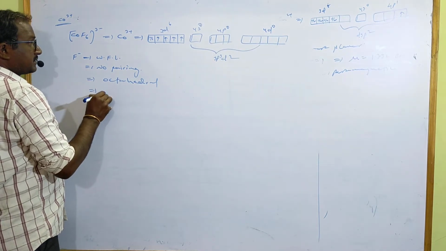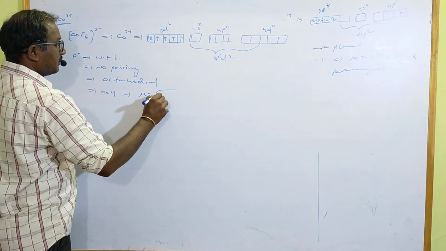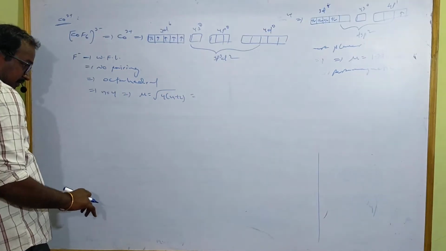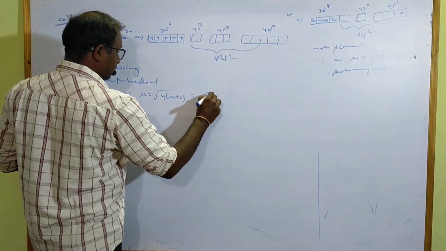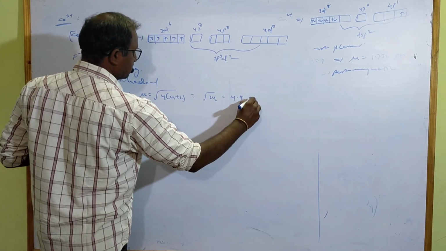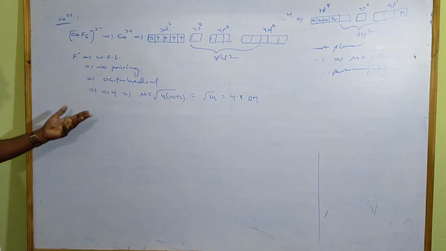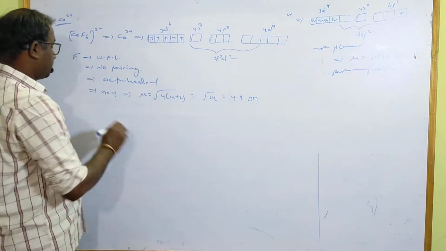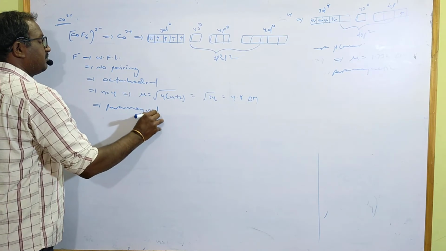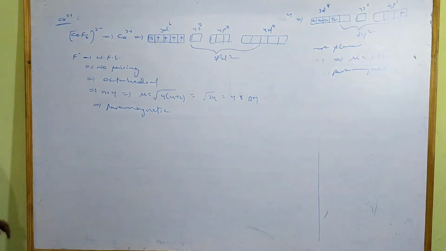And unpaired electrons are there, n equal to 4. So mu equal to root over 4 into 4 plus 2. 4 plus 2 is 6, 4 sixes are 24. Root 24 means 4.8 something we get, Bohr magnetons. This is paramagnetic. Unpaired electrons are there, so paramagnetic, because we are getting a mu value not 0. This is [CoF6]3-.